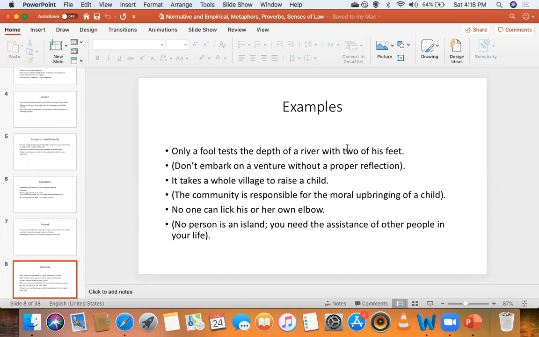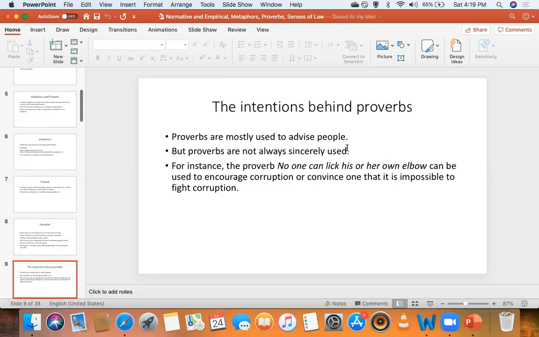But unlike that, in proverbs, you can interpret a sentence literally and it will be reasonable. For instance, only a fool tests the depth of a river with two of his feet. You can interpret it literally and it is reasonable. You can also interpret it non-literally and it's also reasonable, which is that you don't embark on a venture without a proper reflection. So for proverbs, both literal and non-literal interpretations are fine. And the non-literal interpretation is usually a piece of advice. So those are the two major differences between proverbs and metaphors.